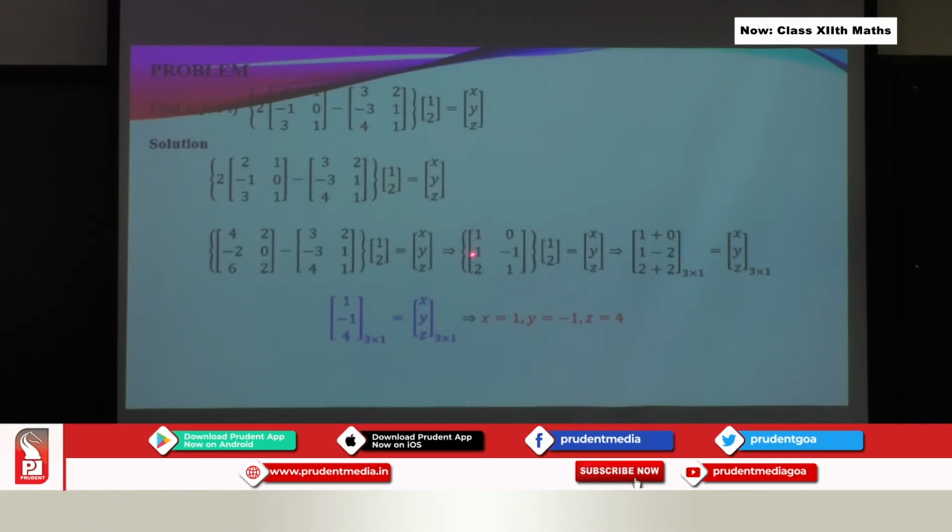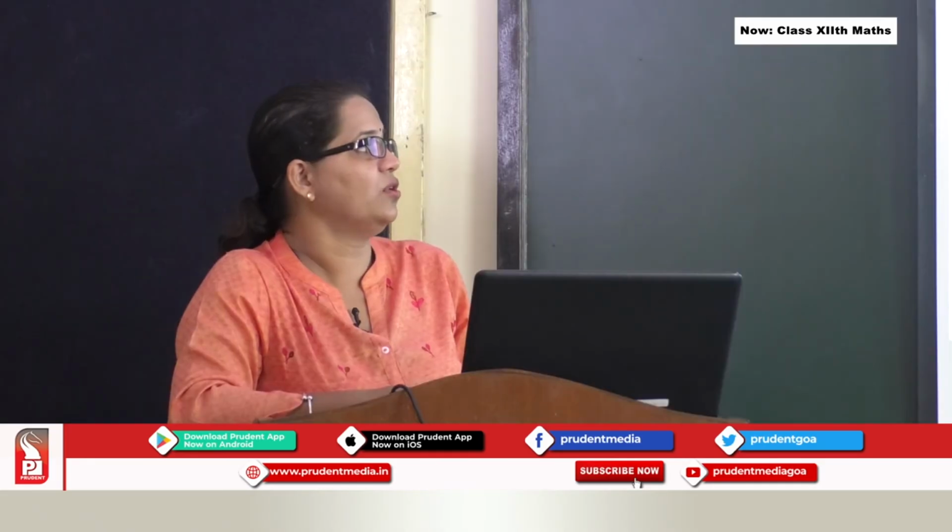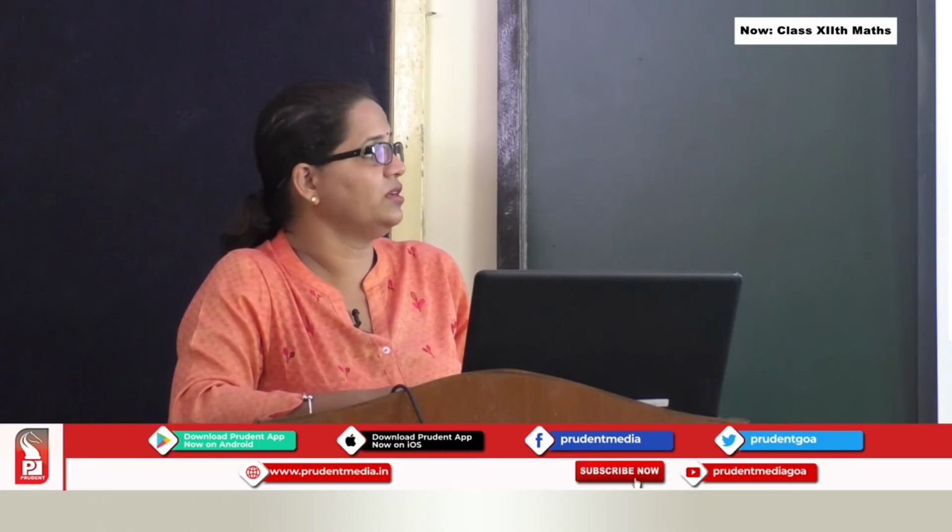So I am going to the second row, first column. I am getting this value. Then third row, first column. I am getting this value. Okay. So this is equal to this.